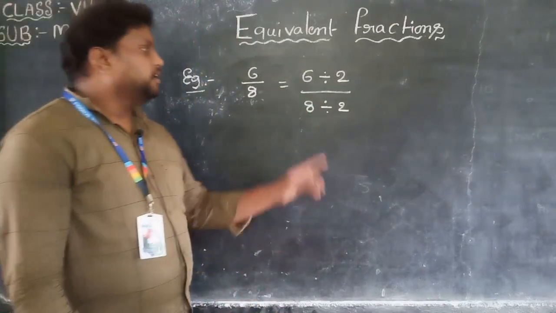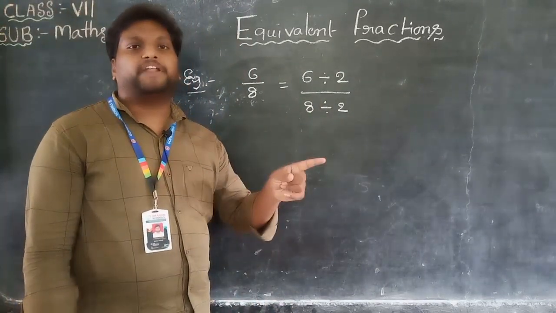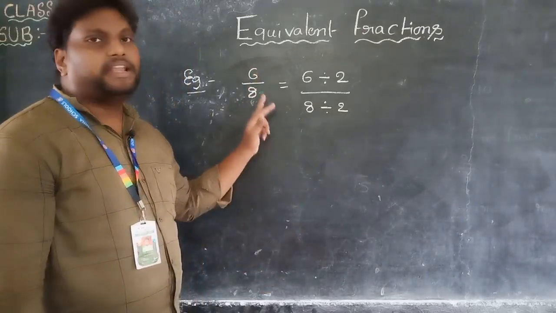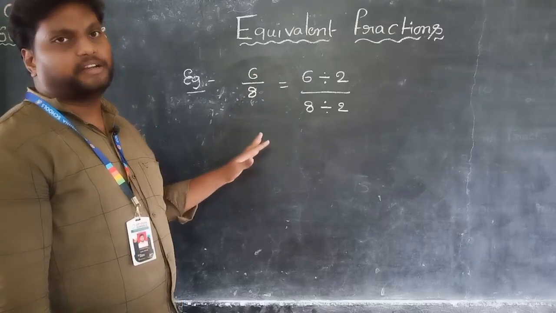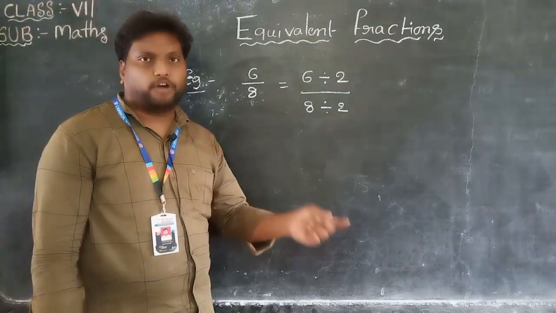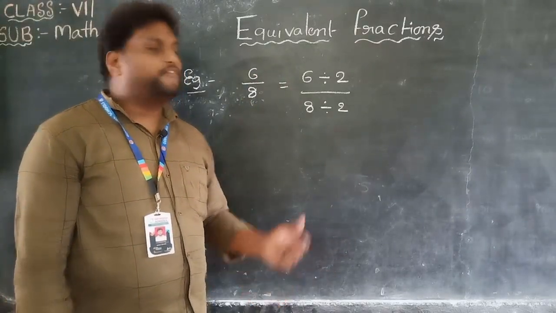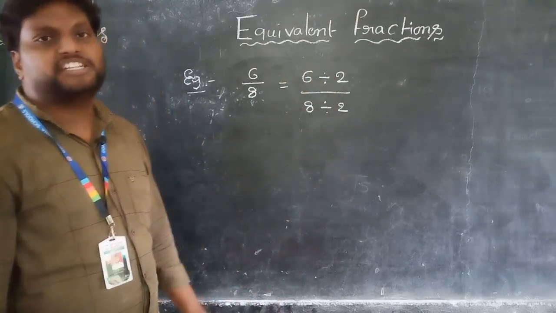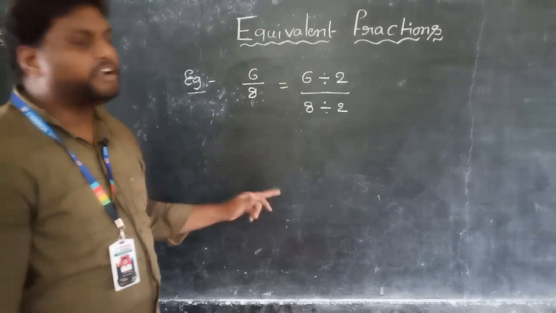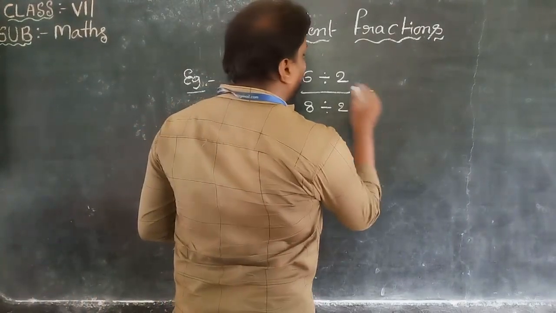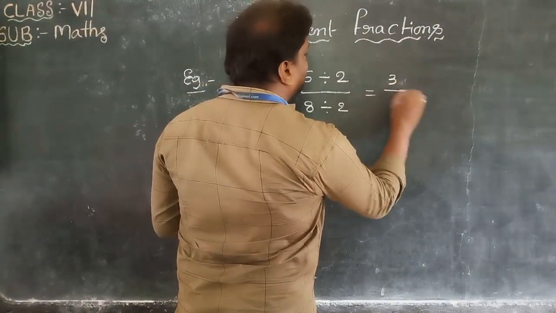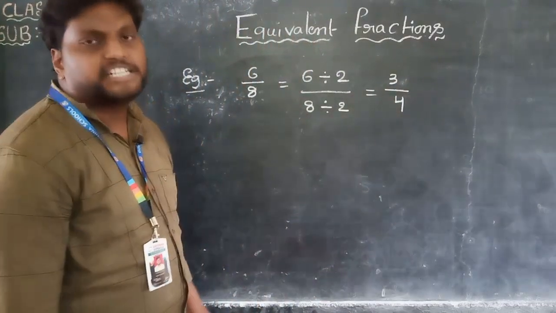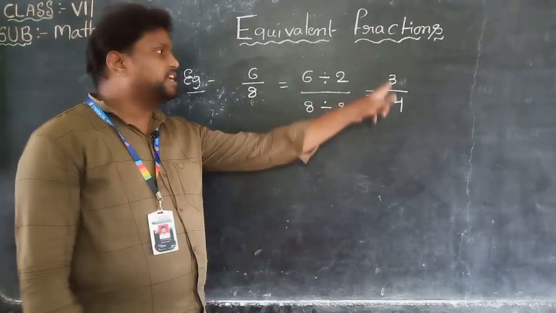Already I said, we can do any operation of multiplication and division equally to the numerator and denominator. In the previous problem, we performed the multiplication operation on the numerator and denominator. In this problem, we performed the division operation equally on the numerator and denominator. 6 divided by 2 is 3, 8 divided by 2 is 4. Means 3 by 4 is the standard form.